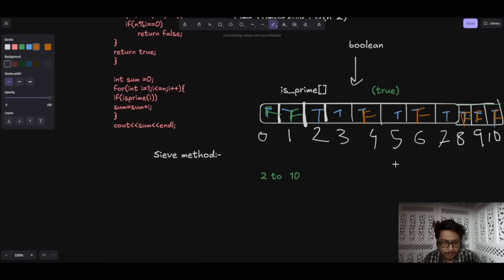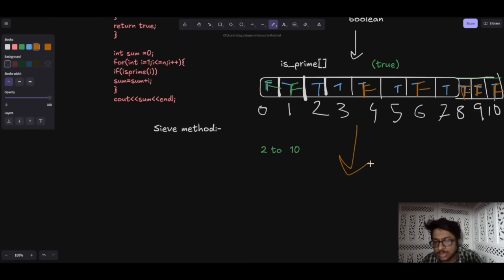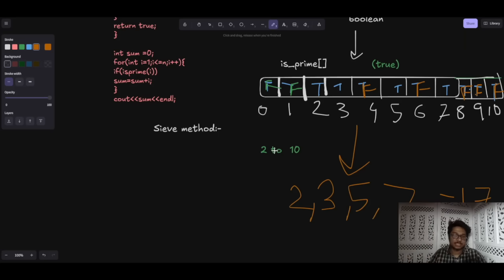5 is already done, and yes, we are done. All the numbers which are true here will be your prime numbers between 2 and 10. So see which numbers are true here. 2 is a prime number, 3 is a prime number, 5 is a prime number, 7 is a prime number. You add them up, it will be 17. So this is the sieve method of doing it.